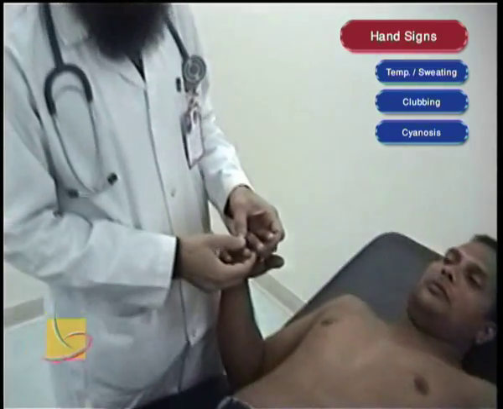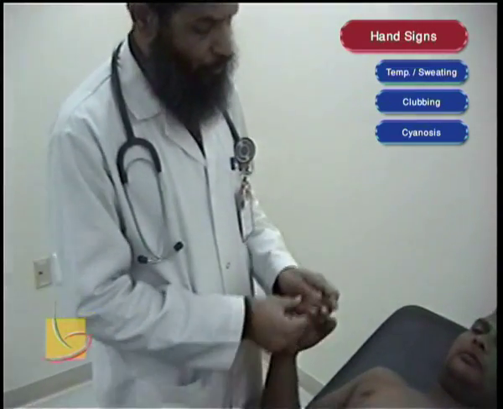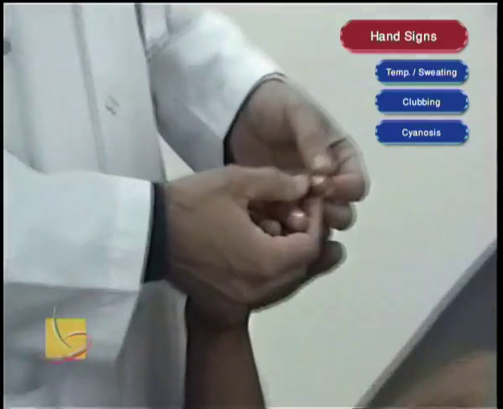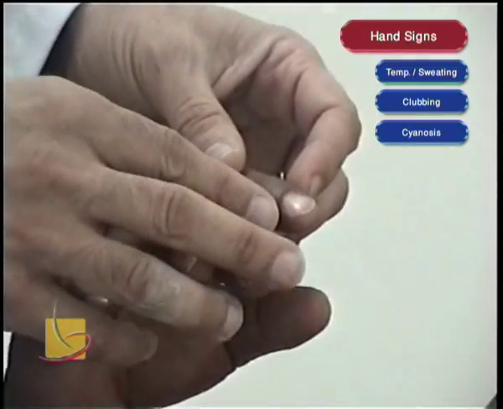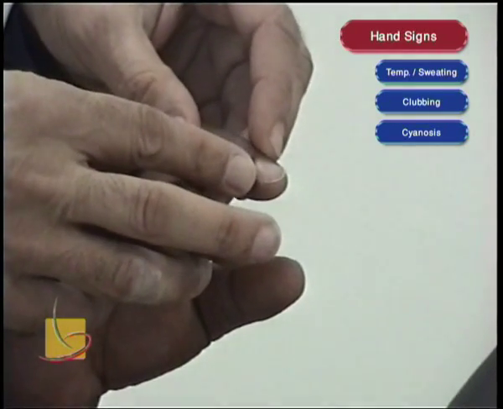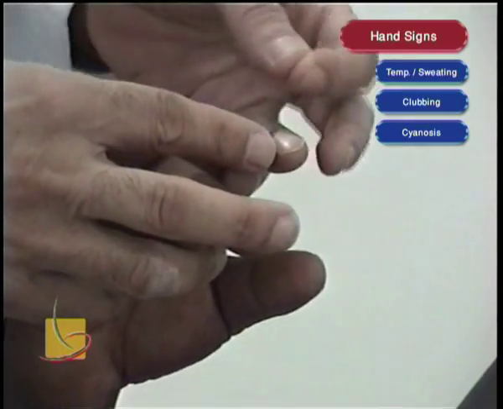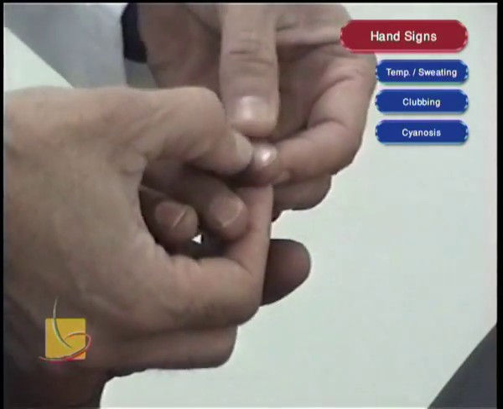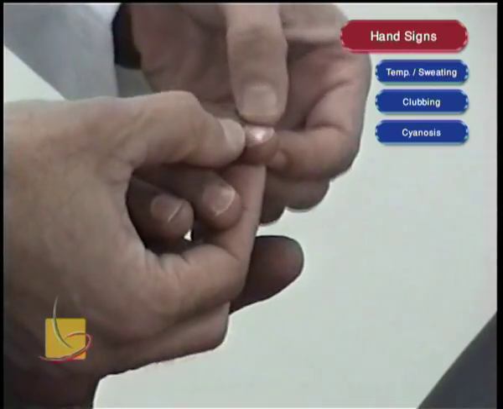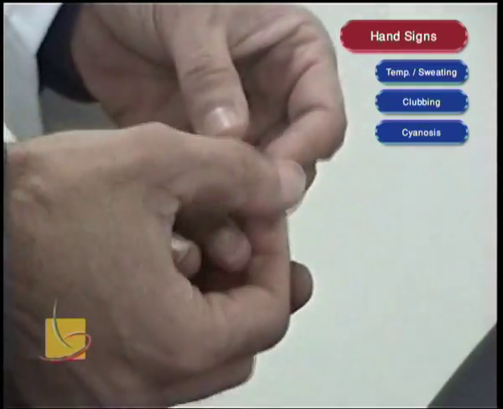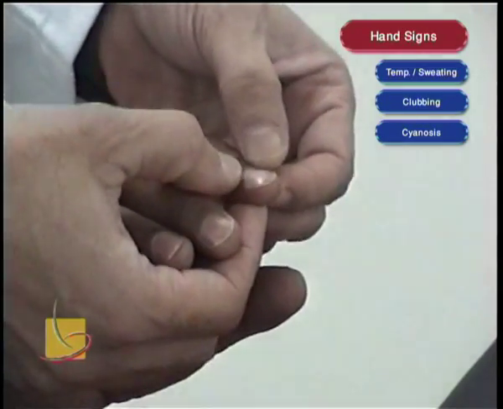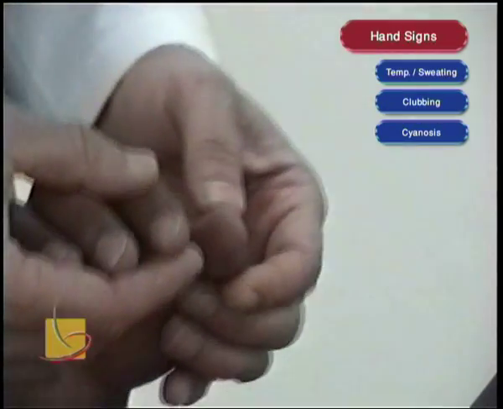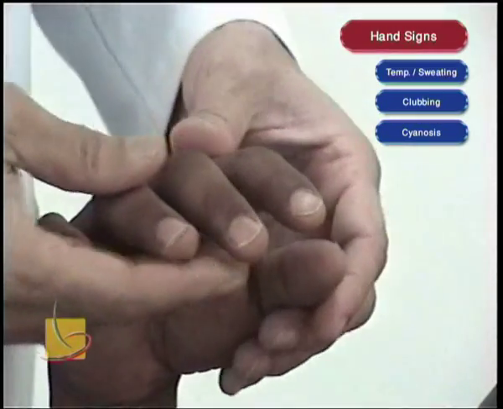Sometimes you'll be asked how to check for clubbing. In addition to inspection, you may be asked to do the so-called fluctuation test. You press with your index finger on one side and get the impression on the other index finger, or you may use the thumb to do it like this. This patient, of course, doesn't have fluctuation, but if there is fluctuation, you will feel as if the nail itself is loose and movable. I mean the nail bed.